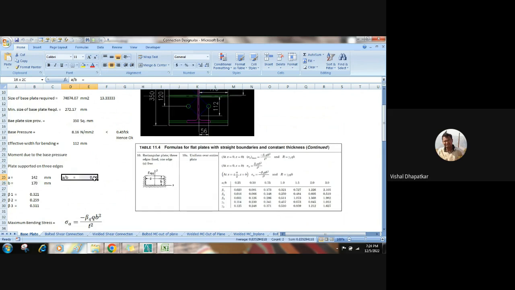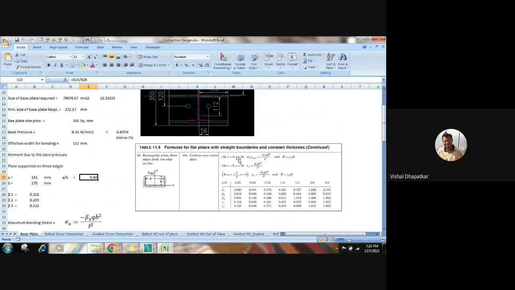Now we have to calculate the A by B ratio, because these bending coefficients or stress coefficients are given based on the ratio of A by B, that is unsupported length to the fixed length. The A by B ratio we are getting is 0.84, which falls between 0.75 and 1. So based on this, what we require are beta 1, beta 2, beta 3. What are these? These are the bending stresses in the plate at different locations.